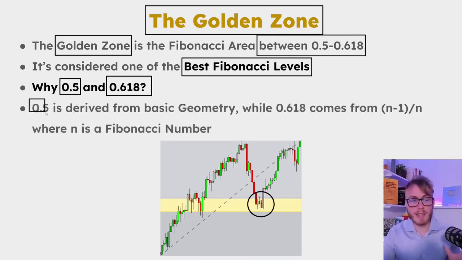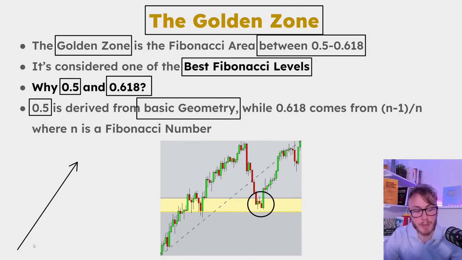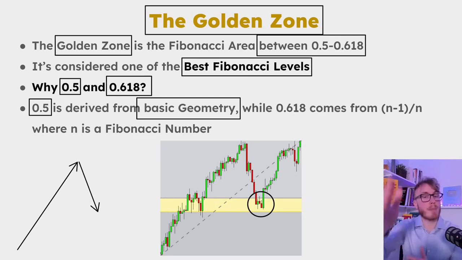Well, the 0.5 level is derived from basic geometry. So for example, if you imagine that this right here is our impulse move between the swing low and swing high, the 0.5 level is basically 50% of this move. And in many trends, the impulse moves and pullbacks will be about the same length.